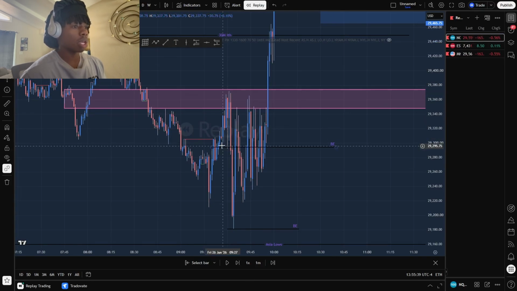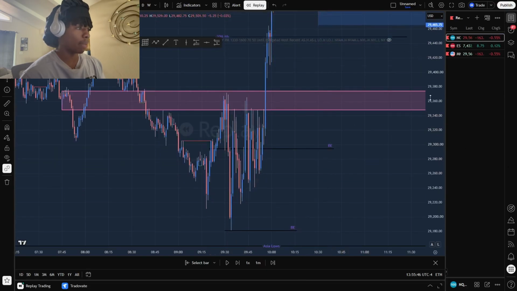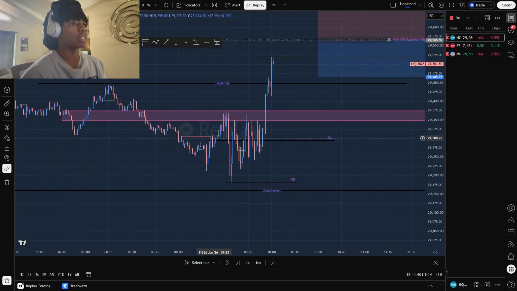So the first setup of the day: A plus, 30-second inversion, break even at the 5-minute, TP here because we had a lot of overnight expansion and we're expecting a more choppy New York AM session. This is literally a barcode.